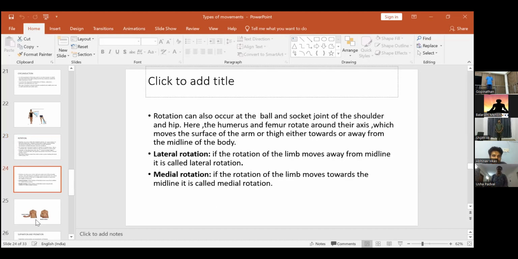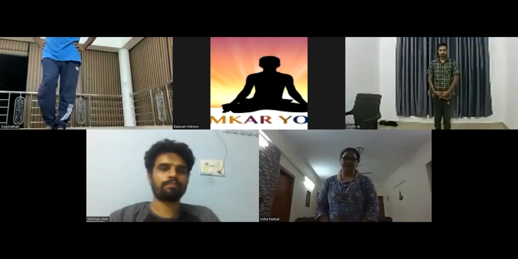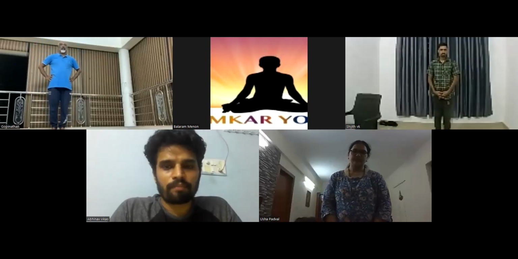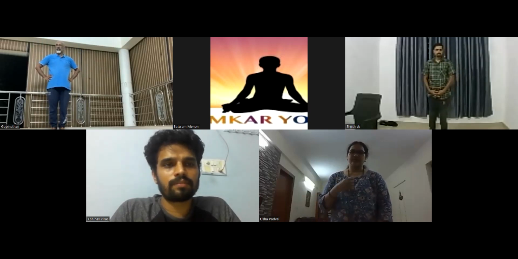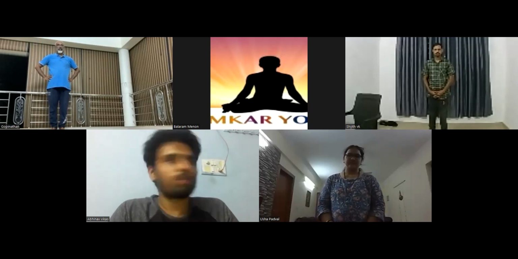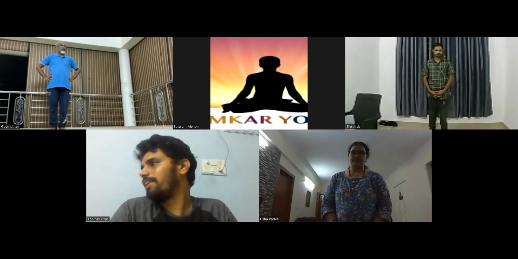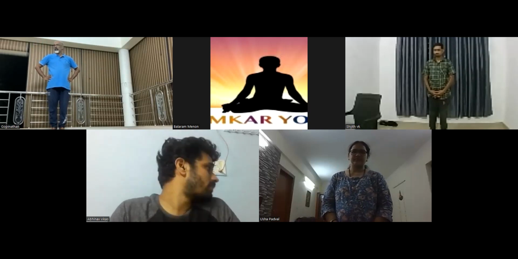See here, just look at this. Lateral means out, medial means in. What is the first one? When somebody asks you something, if you want to say no, how will you nod your head? This is a rotation movement. C1, the atlas, is rotating on the C2 axis. This is one rotation.